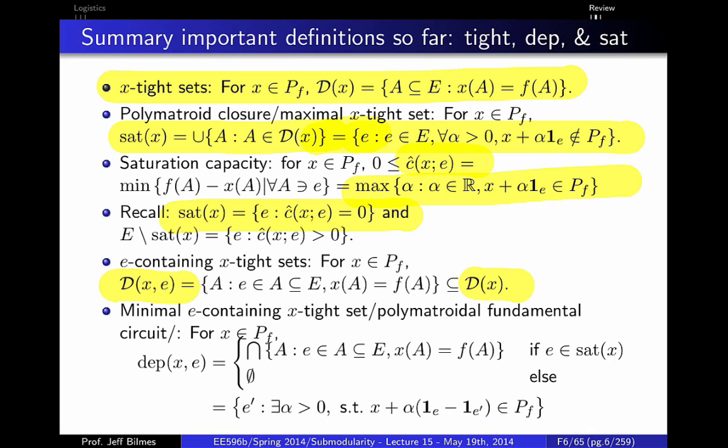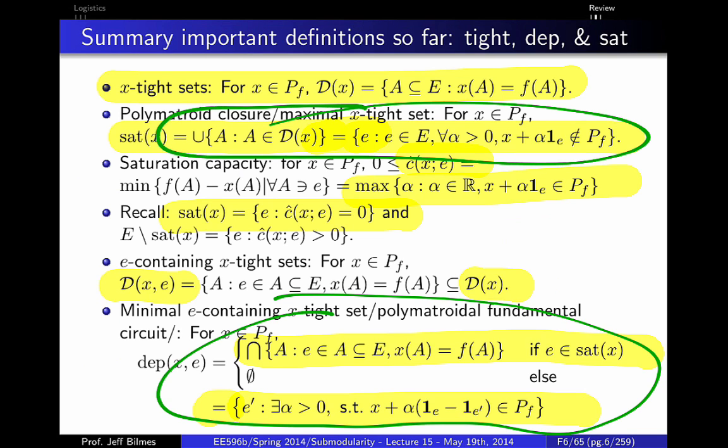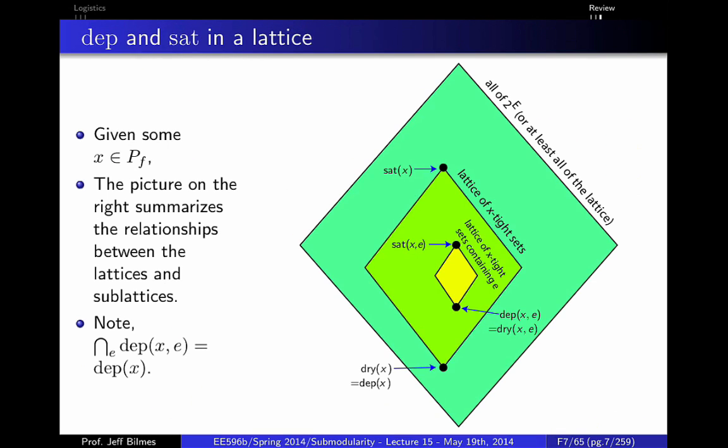And we proved last time this equality, that there were two ways of looking at it. It's basically the intersection of all E-containing tight sets, whenever E is in sat. Or we also saw it as all directions E prime such that it's possible to move in the positive E direction if we simultaneously move by the same amount in the negative E prime direction. Okay, so like I said, for min norm, we need both of these. Like I said, we proved that last time.